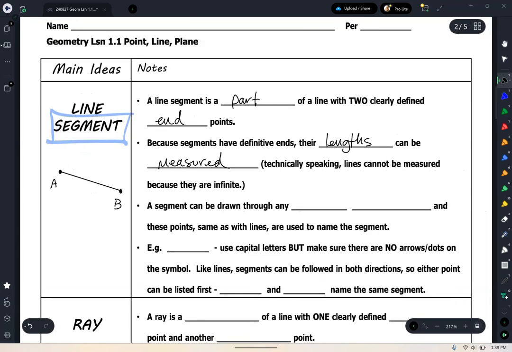Now, just like lines, it's a straight path, so we can have 2 points. We need 2 points to draw any segment.